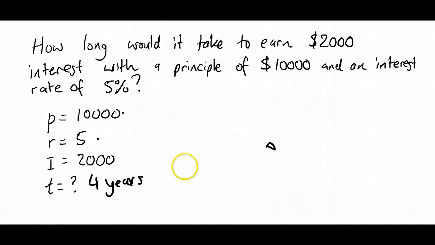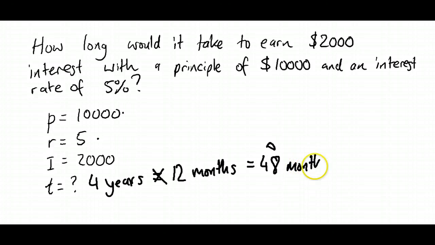Okay, if we wanted to express this answer in months, what we'd have to do is take our 4 years, and to turn that into months we'd multiply it by 12 months, because there's 12 months in every year. So if you multiply 4 years by 12 months, you would get 48 months. Okay, so if we wanted to express the time in months, that's how we do it. Multiply the number of years by 12 months.